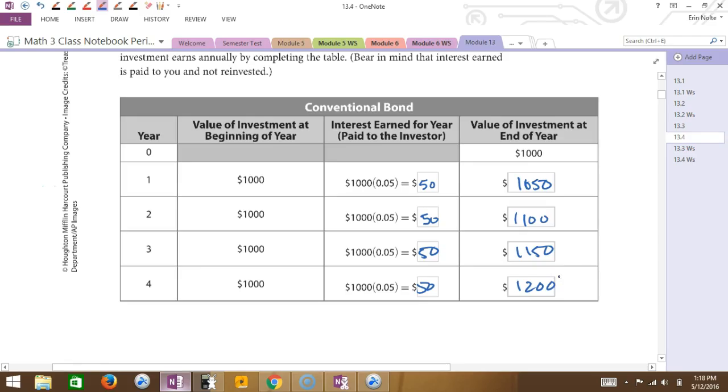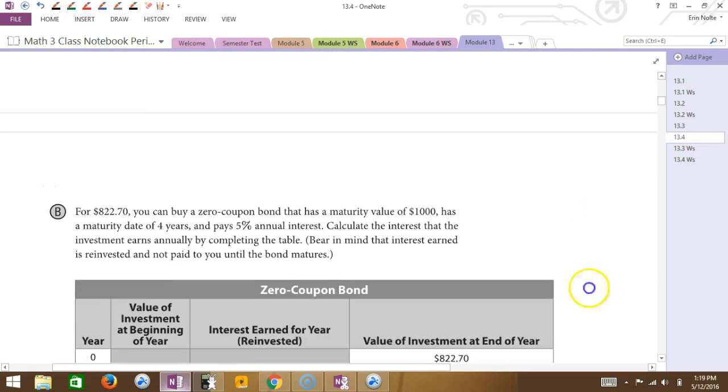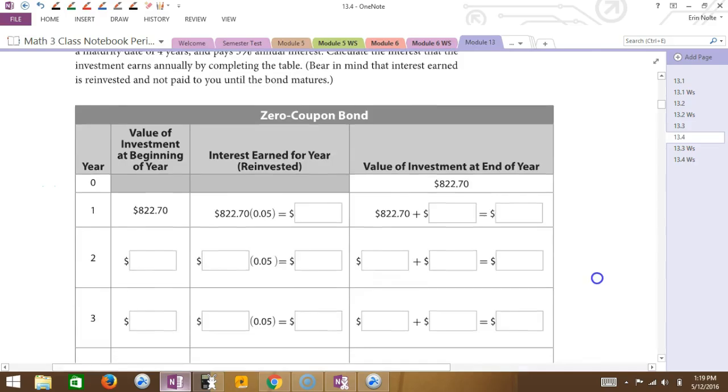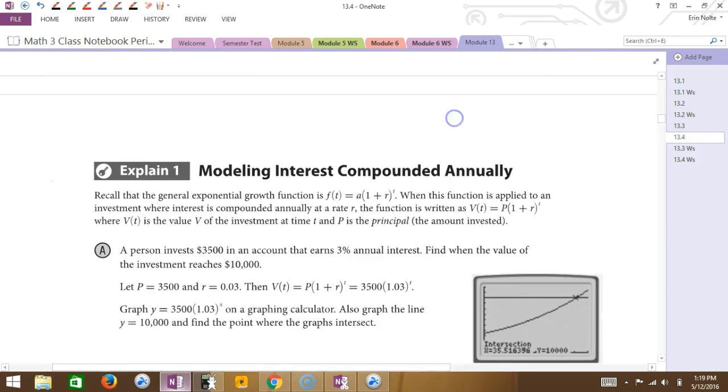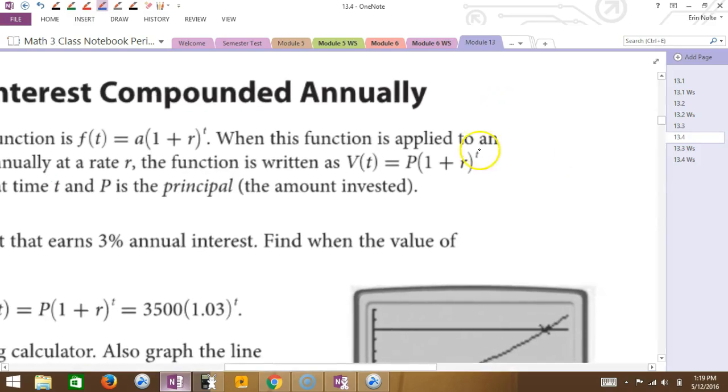We could go through and do this over and over. What if I said, how much are you going to have after 20 years? Do you think you want to do this little table with 20 years on it? That wouldn't be very fun. So there's an equation. Here's another situation. Here's the equation you should write down: compounded interest.